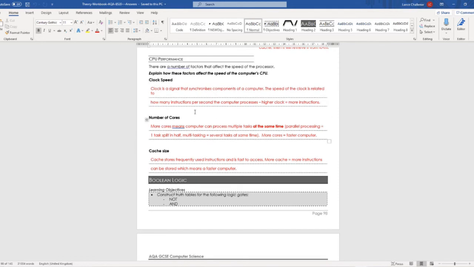Number of cores, right? So for GCSE, more cores means the computer can process more tasks at the same time. More cores equals faster computer. Now this is not always the case, but we're at GCSE, so we will stick to this.